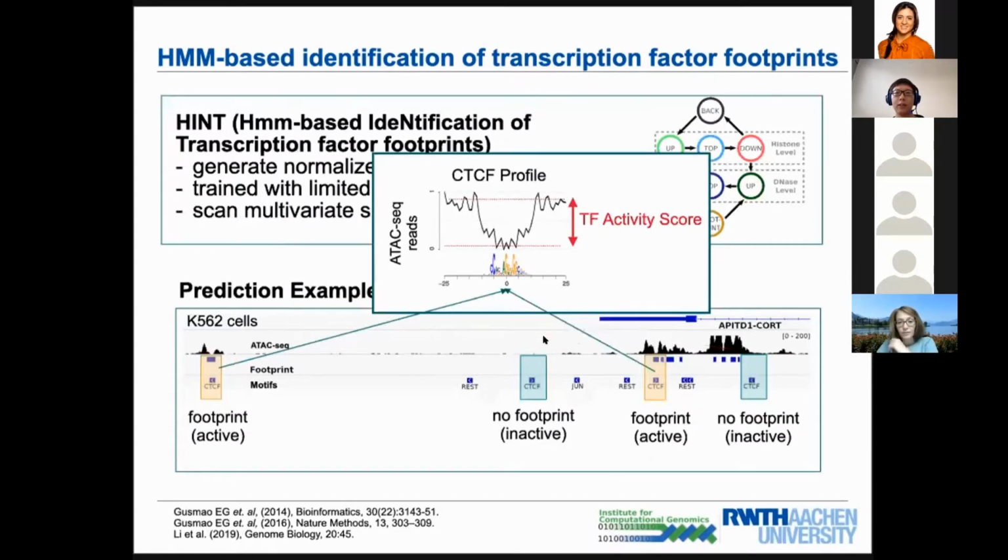Once we have predicted the cell-specific binding sites, one thing we can do is to create an ATAC-seq profile around the predicted binding site and use it to compute a transcription factor activity score by measuring the depth of ATAC-seq signal. Because we assume that if a factor has higher activity, the chromatin will be more accessible around the binding sites of this factor. So the footprints will be deeper.